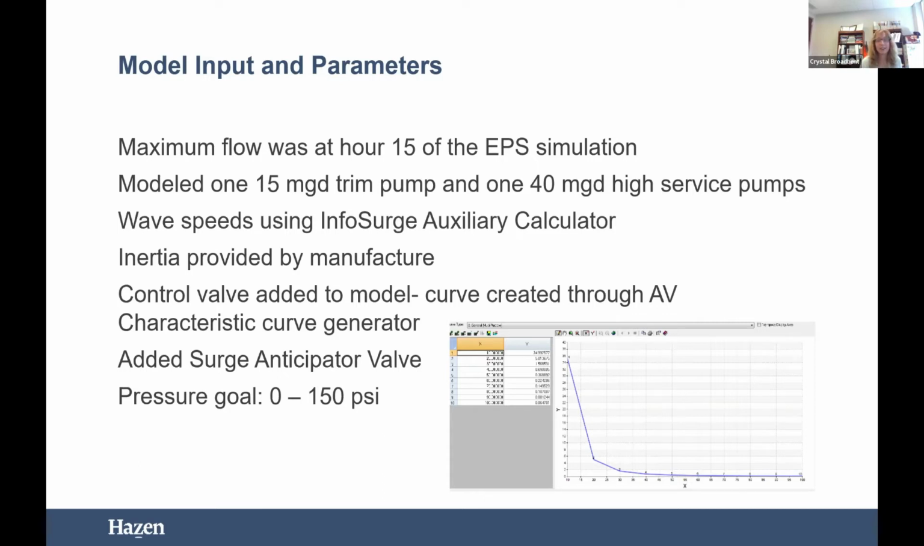They did have a control valve. We used the other tool that they have in InfoSurge that allows you to generate your curve. They have 4 standard valves you can choose from, or you can put in your own information and generate a curve. They had a surge anticipator valve, 2 of them inside the station, so we added that information. And their goal was to stay above 0 and less than 150.